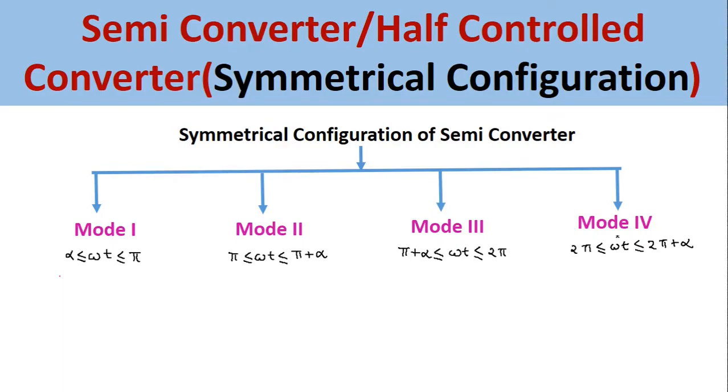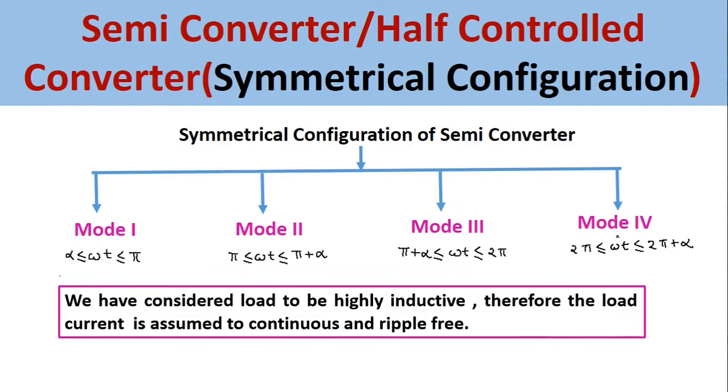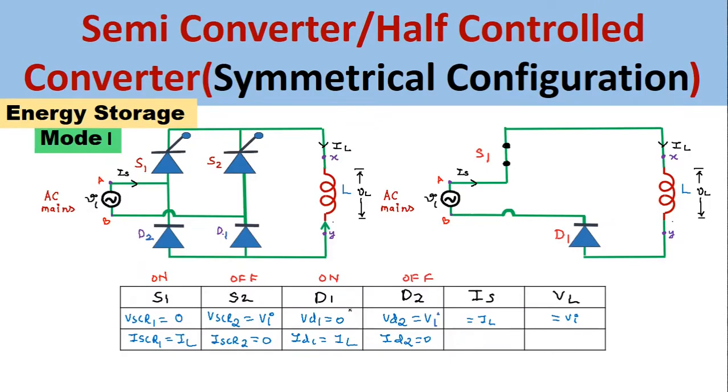While studying the operating modes of the symmetrical configuration, we have considered the load to be highly inductive. Since the load is highly inductive, the load current is assumed to be continuous and ripple free here. The first mode of operation is called the energy storage mode. So this is the circuit diagram of the symmetrical configuration of semi-converter.